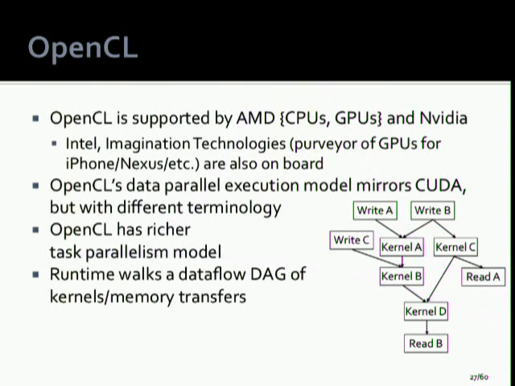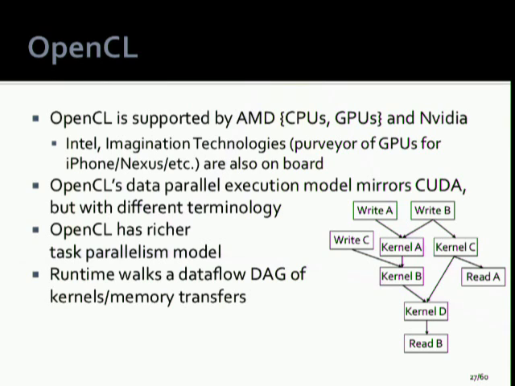Right now, AMD CPUs and GPUs have an OpenCL runtime. NVIDIA GPUs have an OpenCL runtime. Intel has been talking about an OpenCL runtime. I can't remember if they've released it yet. They've been putting out white papers about it that will run on their CPUs.